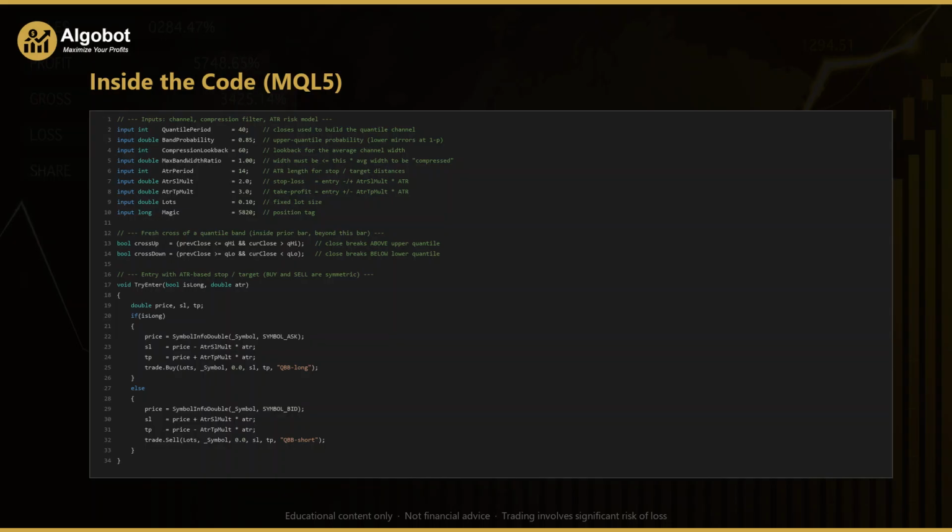Quantile period is the number of completed closes used to build the channel, 40 by default. Band probability sets the upper quantile, 0.85, so the lower quantile mirrors it at 0.15. Compression loopback and max bandwidth ratio drive the compression filter, requiring the current width to be no wider than its recent average. Then ATR period, ATR-SL multiple, and ATR-TP multiple define the average true range stop and target. Lots is the fixed size, and magic tags the positions.